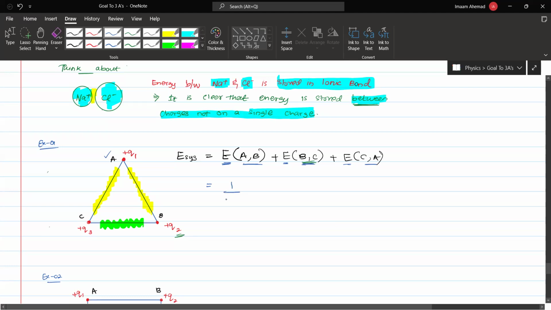Then the equation is 1 over 4 pi epsilon naught Q1 Q2 over R. If you cannot remember the equation, you can check the note. The equation is Q1 Q2 over R, where the separation is A. That is for A and B. Next, if we consider B and C, that is Q2 Q3 over A, plus if we consider C and A, that is Q3 and Q1 over A. Is it clear how I got the equation?